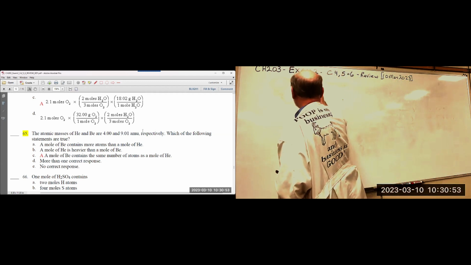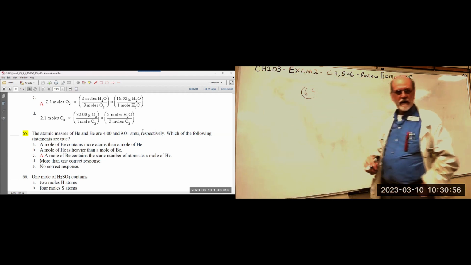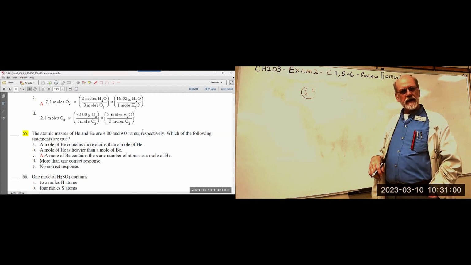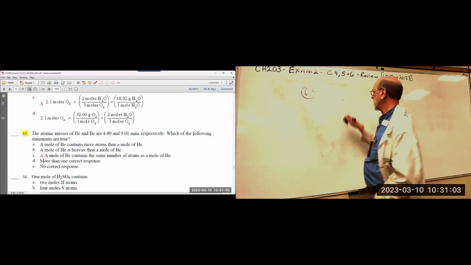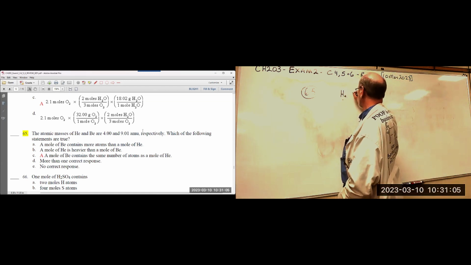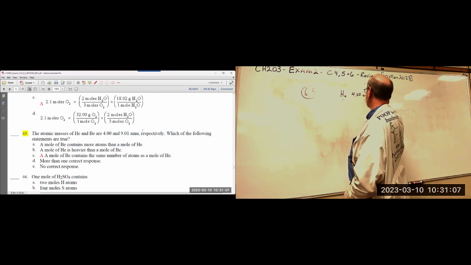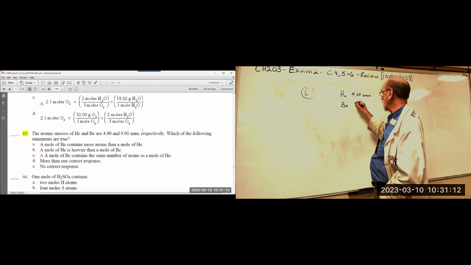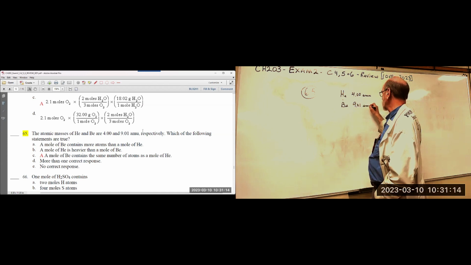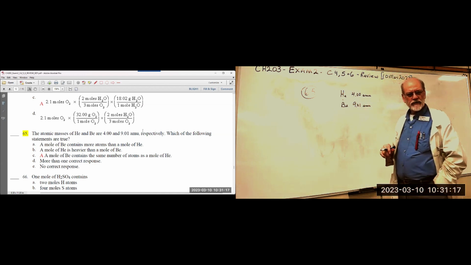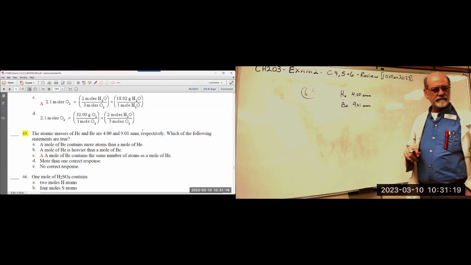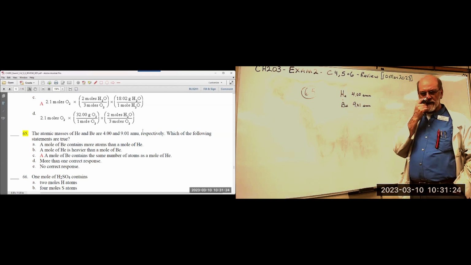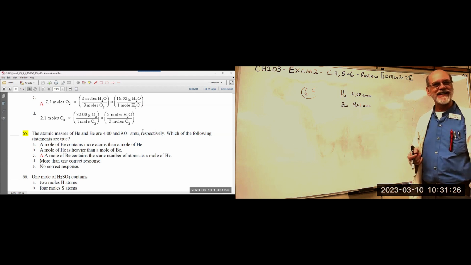65. The atomic masses of helium and beryllium are 4 and 9.01 respectively. So helium is 4 atomic mass units and beryllium is 9.01 atomic mass units. Okay. Which of the following statements are true? A mole of beryllium contains more atoms than a mole of helium. Is that true?